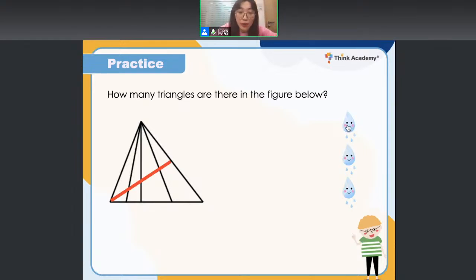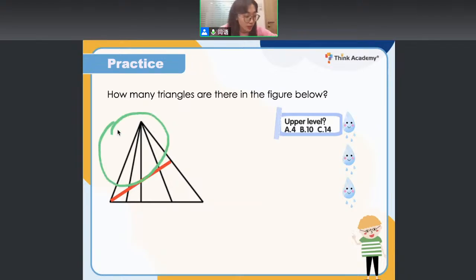So here, everyone, you see for the top part, for the upper level, how many triangles are there? Where is the upper level? Here, upper level. How many triangles are there?